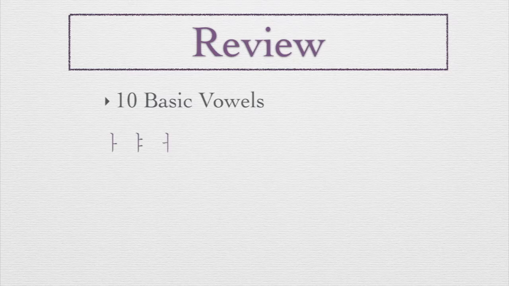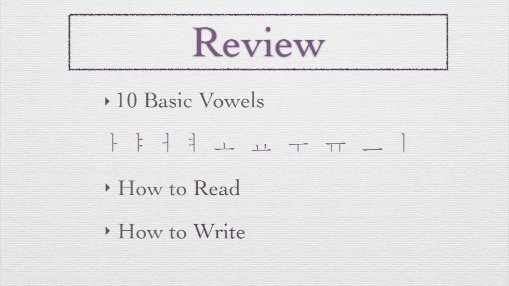In the last lesson, we talked about the 10 basic Korean vowels: 아야, 어여, 오요, 우유, 의. They are made with the shape of sky, land, human, or some combination of them. We also learned the proper way to read and write them.